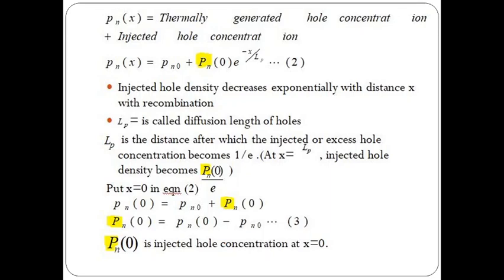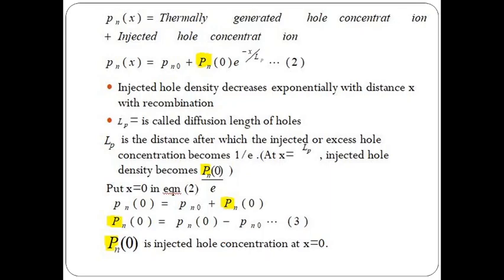Injected carriers are also called excess carriers, so here it is injected holes or excess holes. The concentration becomes 1 by e at x equals Lp. If I take x equals Lp, the injected hole concentration becomes Pn of 0 e power minus Lp by Lp. Instead of x we write Lp, the Lp cancels, so e power minus 1 gives Pn of 0 by e.